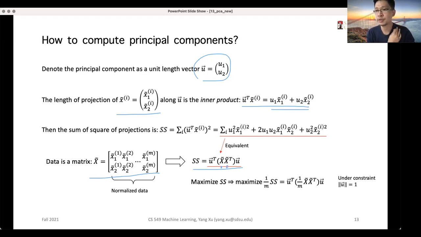This constraint is necessary because if we don't have it, then there could be infinite numbers of representations for one vector, right? We can change the size of it. It can be pointing in the same direction but have different magnitudes. Then we have an infinite number of solutions. So in order to have one solution, we have to have such a constraint.